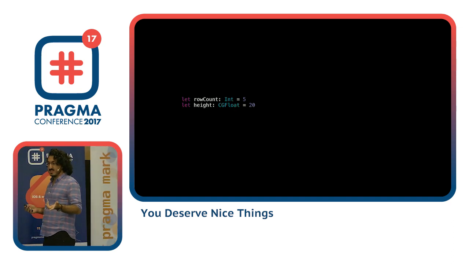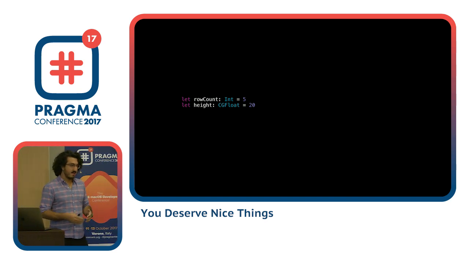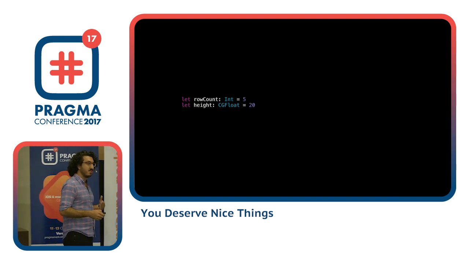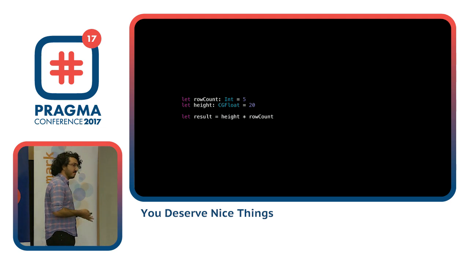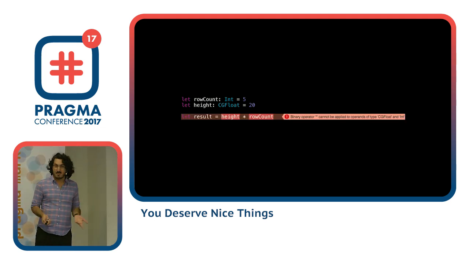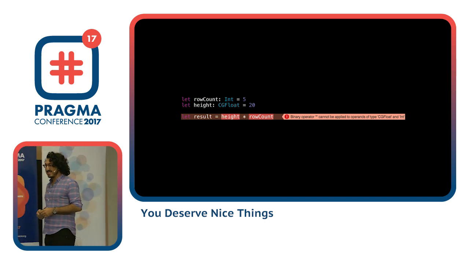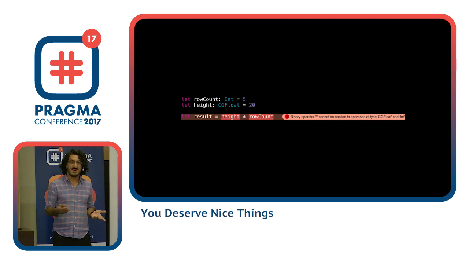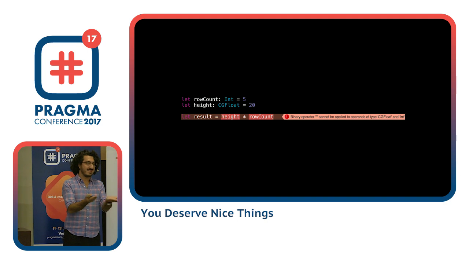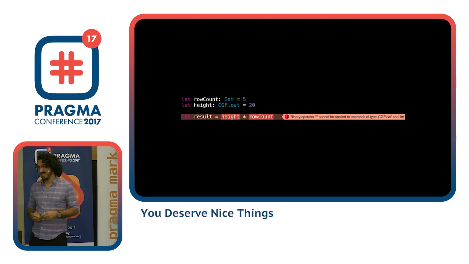So I think everybody's had this situation. You have some height, and you have some number of rows, and you want to multiply them together. So you obviously use the multiplication operator. You go to compile, and you get an error. And it basically tells you that, this is an int and a CG float. I don't know how to put these together. What is this? Give me something I can work with.